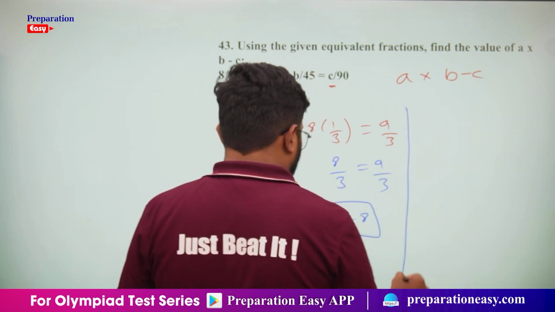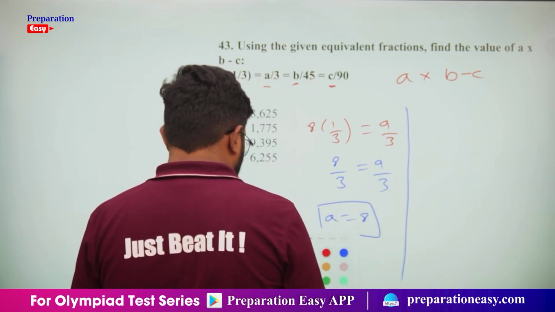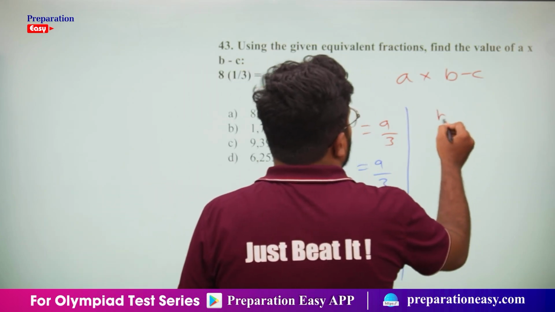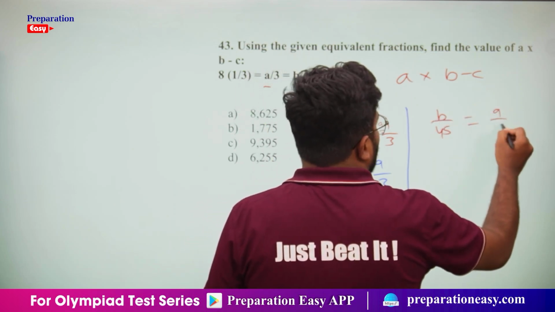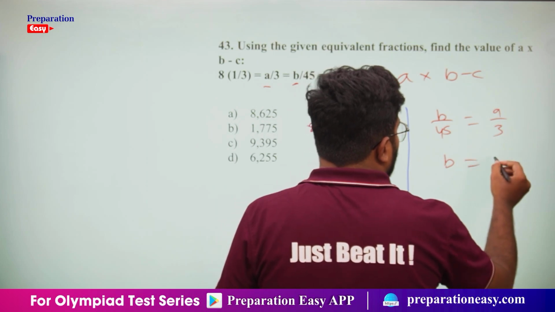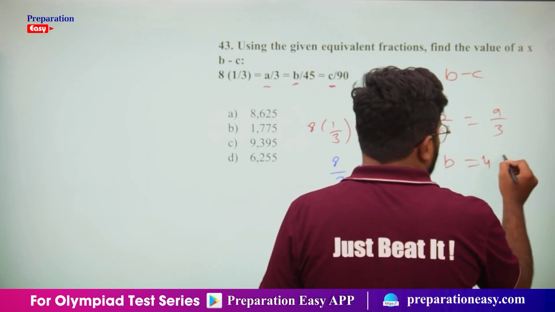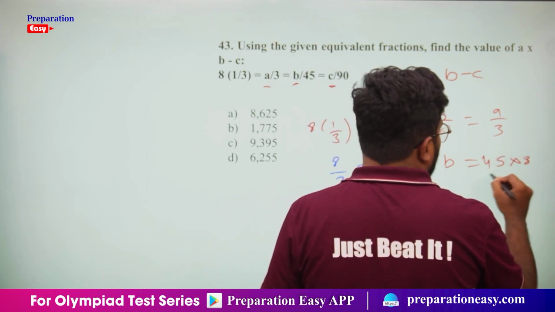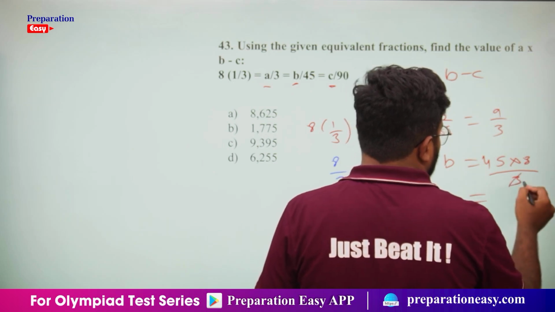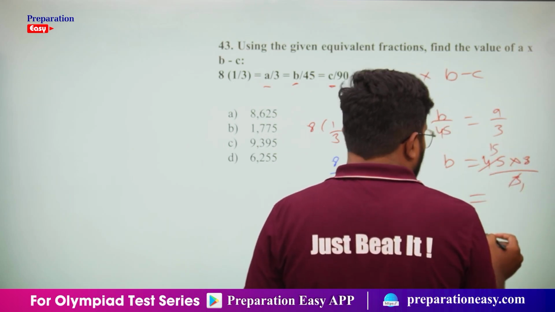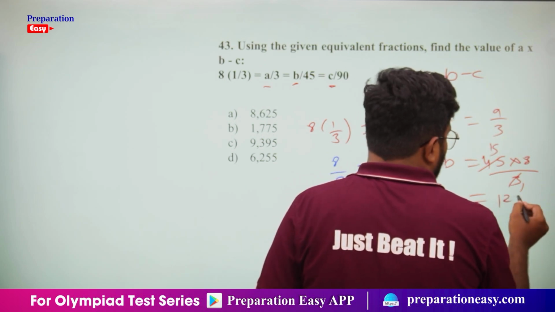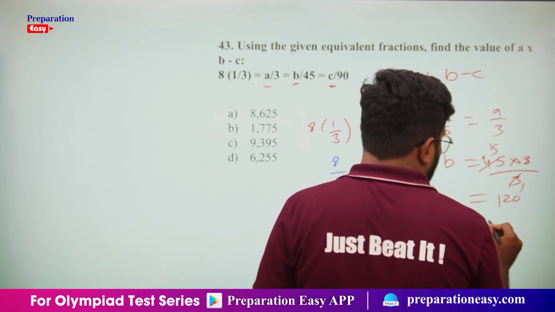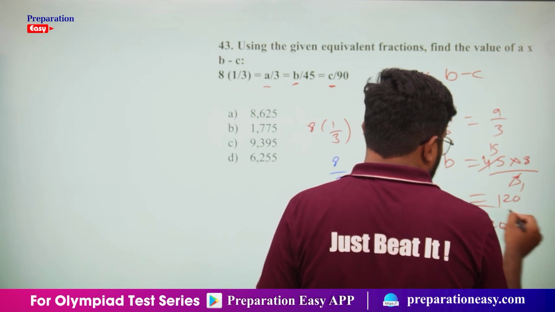Then for b, b by 45 will be equal to a by 3. So b would be equal to 45 multiplied by 8 divided by 3. That would be equal to 15 by 8, and 15 by 8 is 120. So b would be 120, okay.